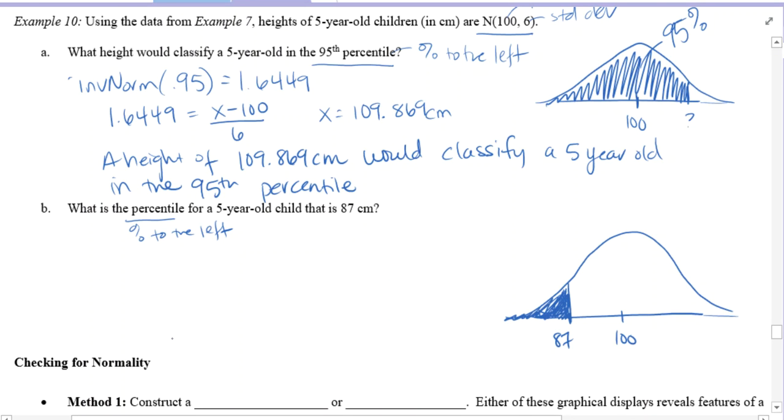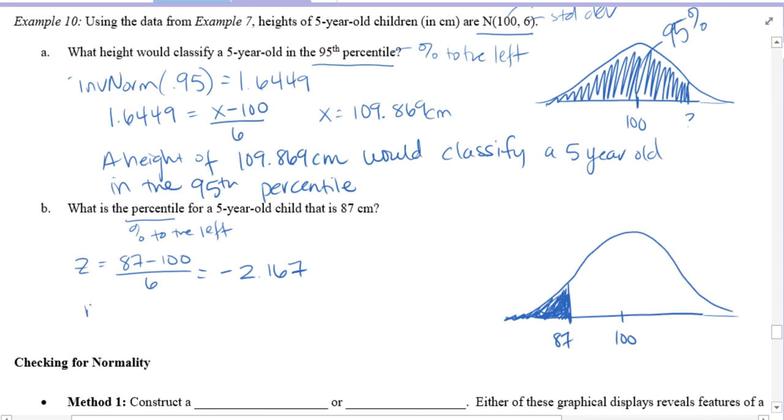Okay. Before we do normal CDF, I can't just stick 87 in there. Normal CDF needs a z-score. So we're going to find a z-score for 87. So 87 minus 100 divided by our standard deviation of 6. Okay, so go ahead and calculate that. Okay, we should have negative 2.167.